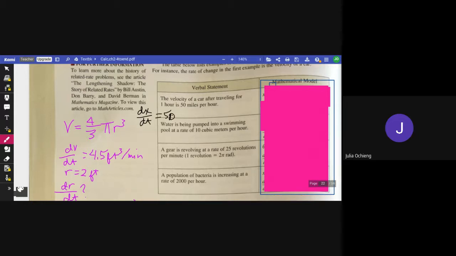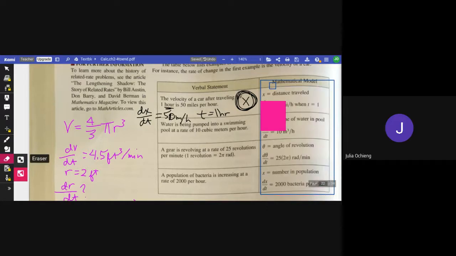And it's been traveling for 1 hour, so that means time equals 1 hour. 50 miles per hour. And remember, again, the word per is a hint to you that you can write it as a derivative. And we want some sort of equation that uses velocity or that uses x. So we're looking for something in terms of an equation for x. We're not going to find that equation right now because they haven't given us enough information to know which equation to use.